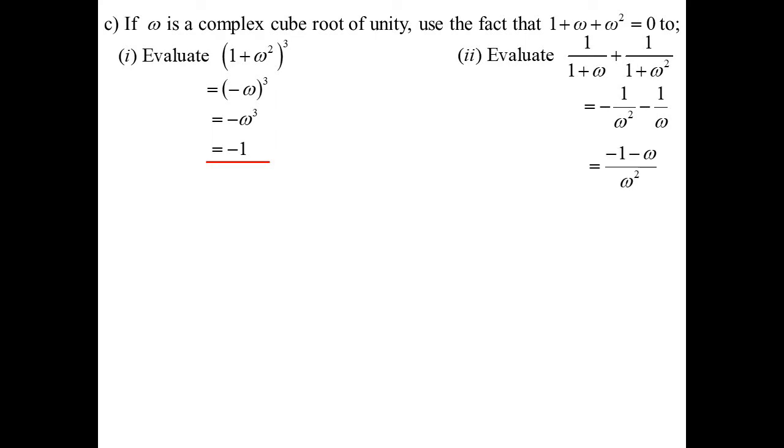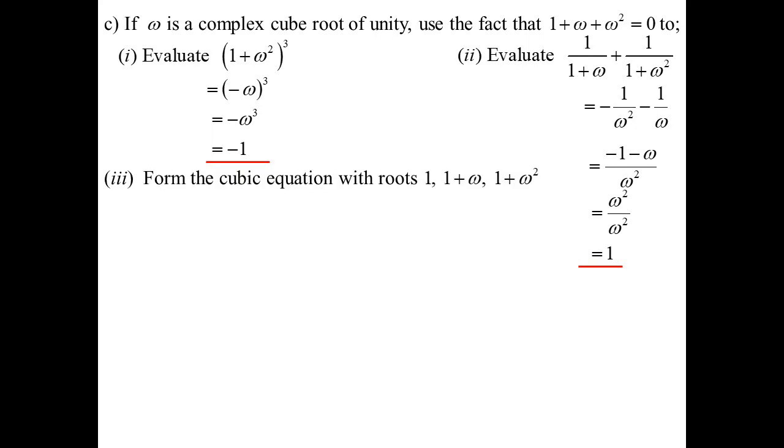Okay, common denominator will be omega squared. On the top, I get minus 1 minus omega. That's all right, because minus 1 minus omega would be omega squared. Omega squared and omega squared, 1. Now, I don't want you thinking the answer is always 1 or minus 1. It does come up a lot, but it could be other things.